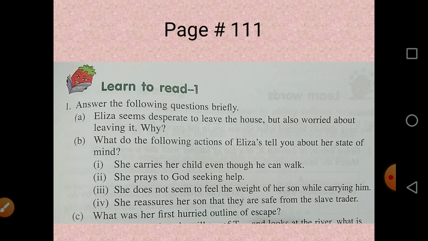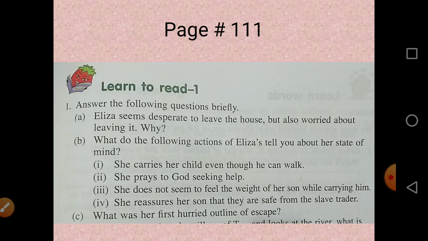Now look at number 2. She prays to God seeking help. Why? What was the state of mind? Because she was feeling helpless. And she was also scared. And she was feeling that she will not be successful in escaping because she is all alone. So, she is asking for God's help.